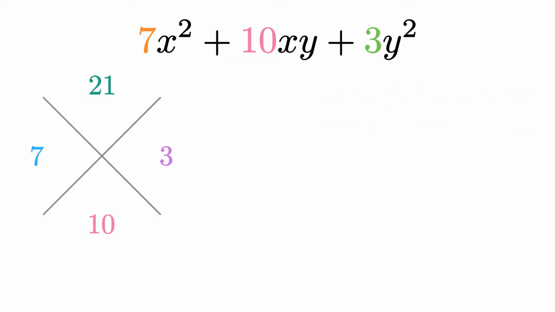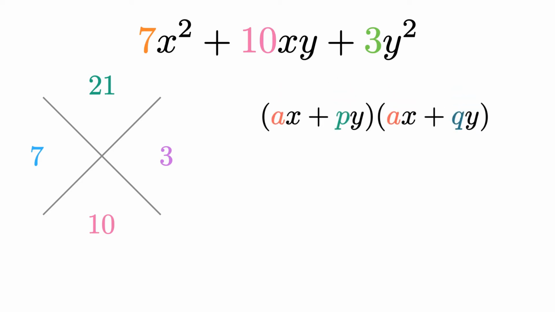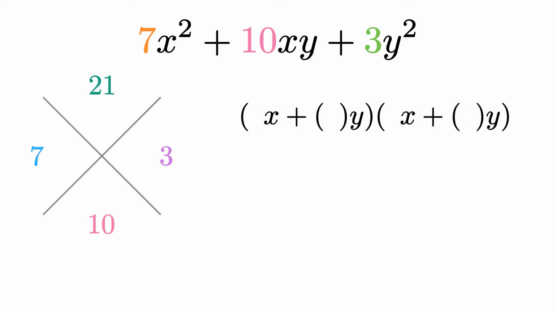Now we're going to factor this. So because our leading coefficient is not equal to 1, we're going to factor it in the form of ax plus p times y times ax plus q times y. And what we're going to do for the a, we're going to sub in our 7. So it'll become 7x plus, and then we're going to sub in our 7 and 3 into the p and q. So it'll become 7x plus 7 times y times 7x plus 3 times y.